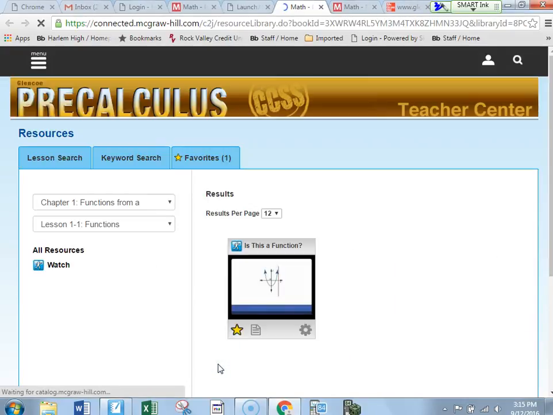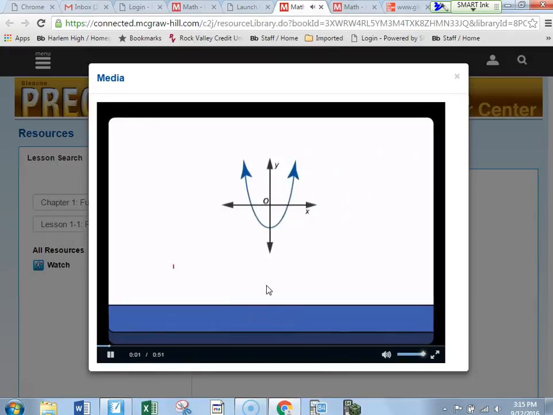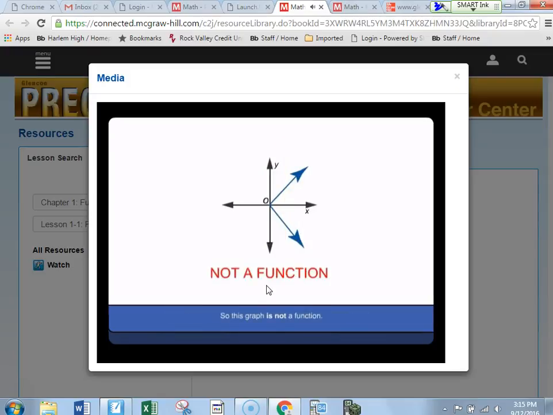Finally, here's the little animation I wanted to show you. It's on the vertical line test, in case anyone doesn't remember what it is, but there's one good example. Use the vertical line test. The vertical line never intersects the graph at more than one point. So this graph is a function. Is this a function? Use the vertical line test. The vertical line intersects the graph at more than one point. So this graph is not a function.